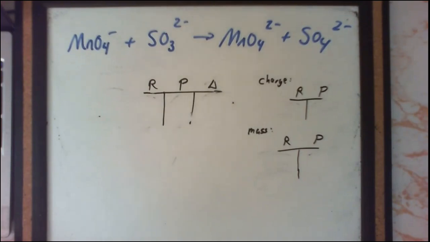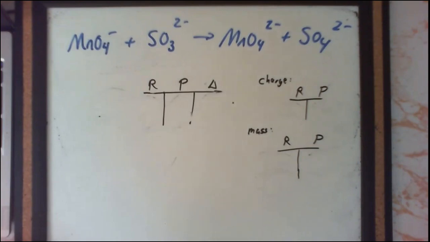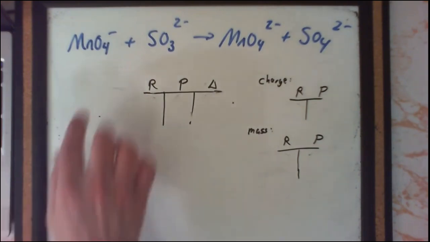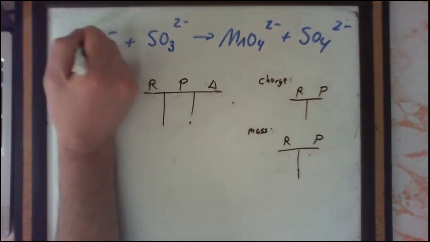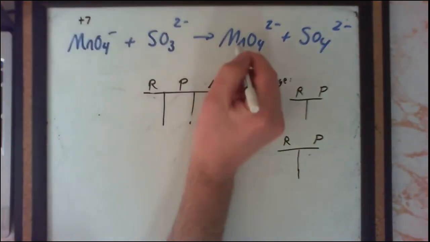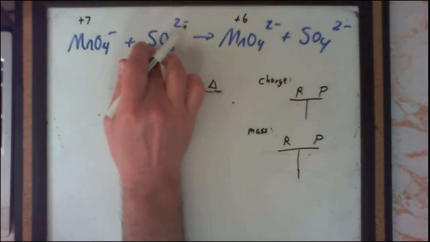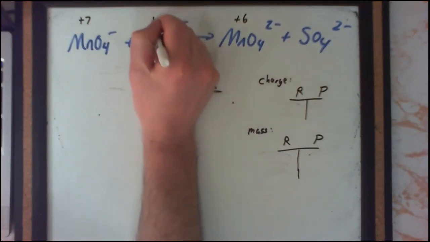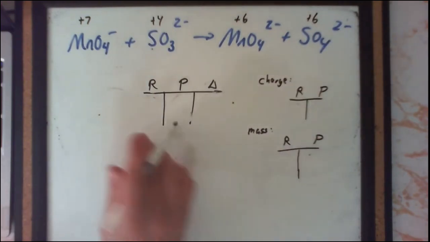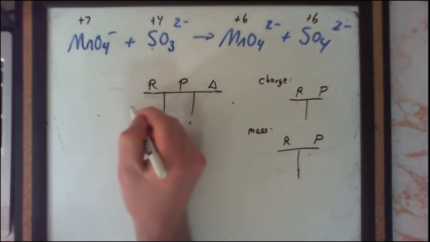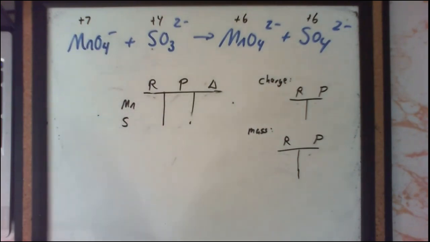The next step is to determine the oxidation number changes of what's been oxidized and what's been reduced. In order to do that, we need to determine what the oxidation numbers are of everything on the reactant side as well as on the product side. So as we saw in the previous lesson, manganese here is +7, manganese here is +6, sulfur in the sulfite ion is +4, and it's +6 as part of sulfate. So the manganese and sulfur are the elements whose oxidation numbers are changing.